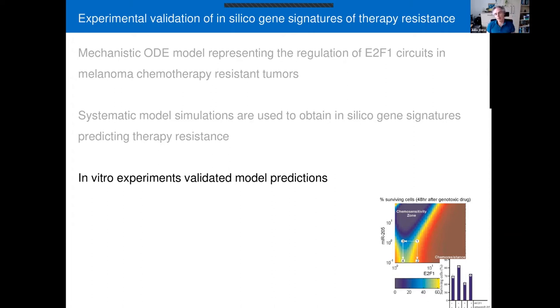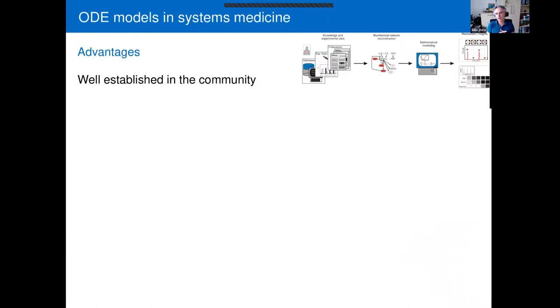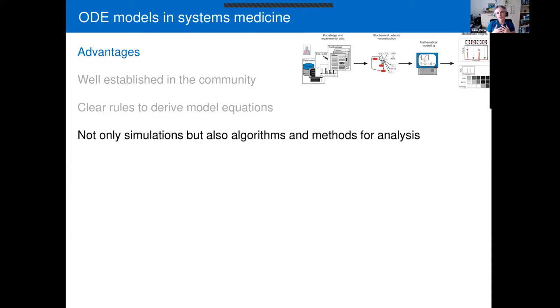So then I want to mention some things about ordinary differential equation models. These models are very popular in systems medicine, and this is because they have a number of advantages. One of them is that they are very well established. There are many people who have a lot of knowledge on how to use ordinary differential equation models. It's relatively easy to set up rules to derive these types of models. And with these models, you can make very sophisticated simulations, but we also have a large amount of algorithms and analytical methods to investigate the model and to understand mechanistically what's happening with the model.